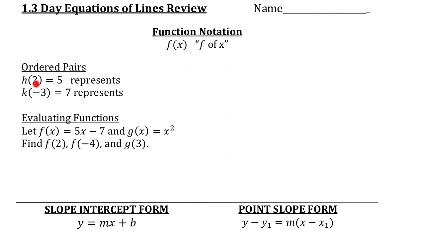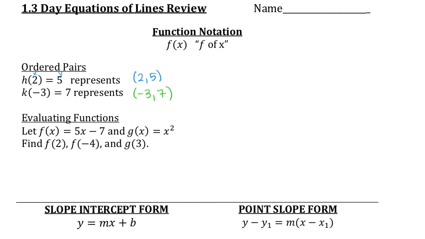So h of 2 equals 5 is how I say this. This represents an ordered pair. The input is the x value. The output is the y value. So this represents the ordered pair 2, 5. Okay. Let's look at the next one. So the next one's similar. This says k of negative 3 equals 7, which means the x is negative 3 and the y is 7.